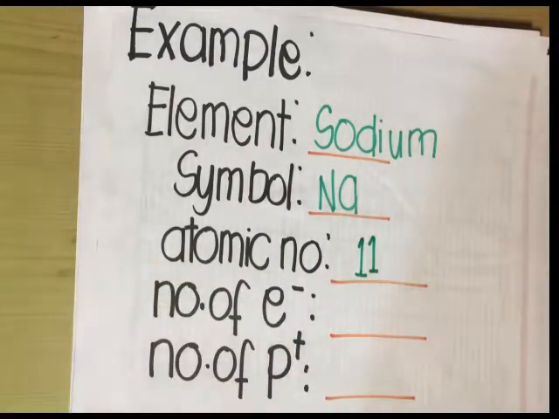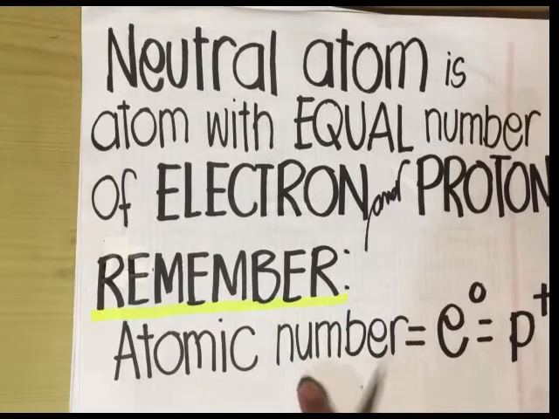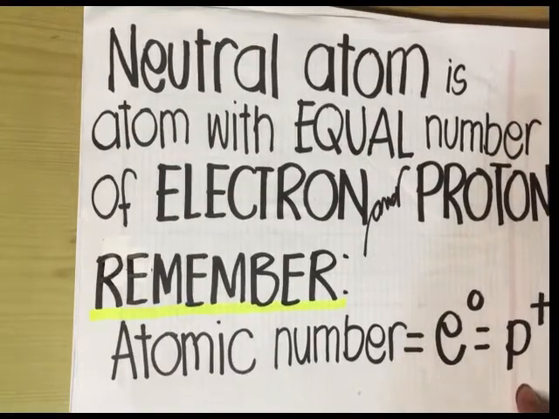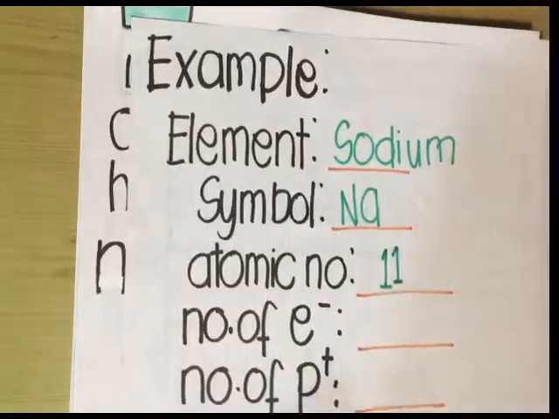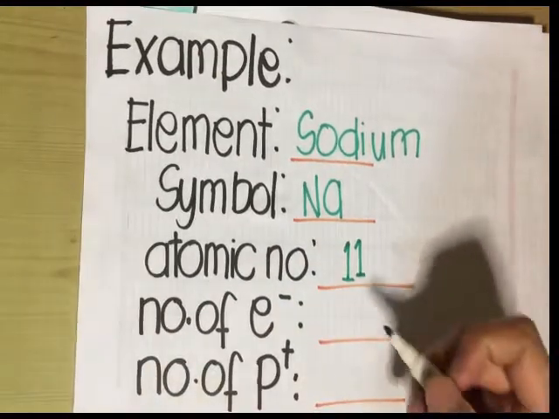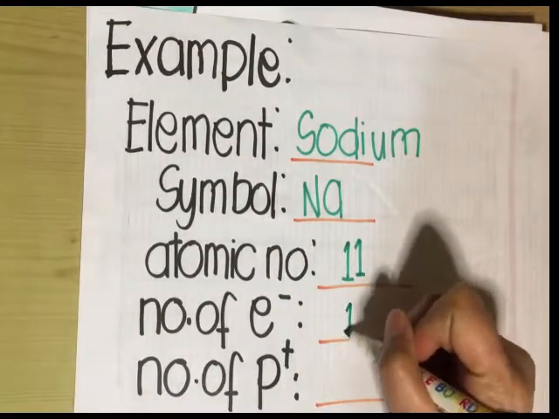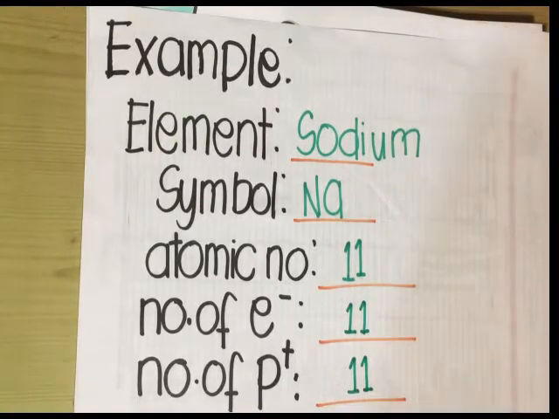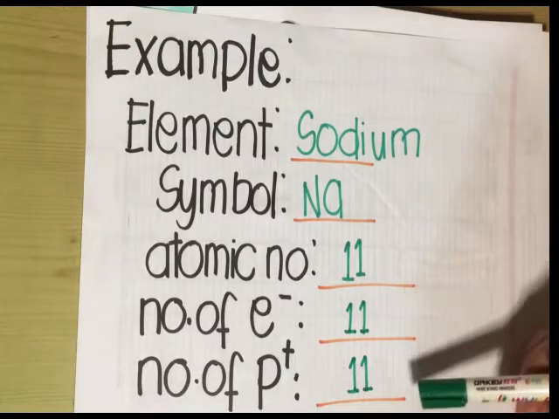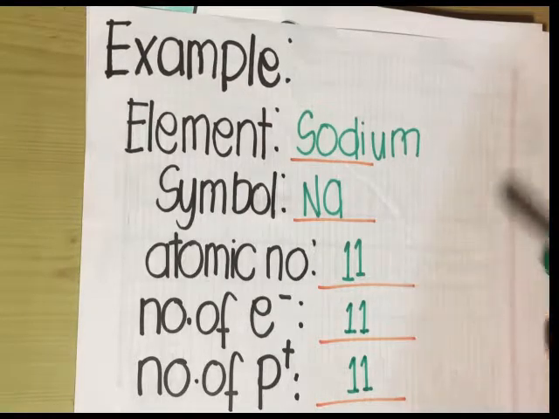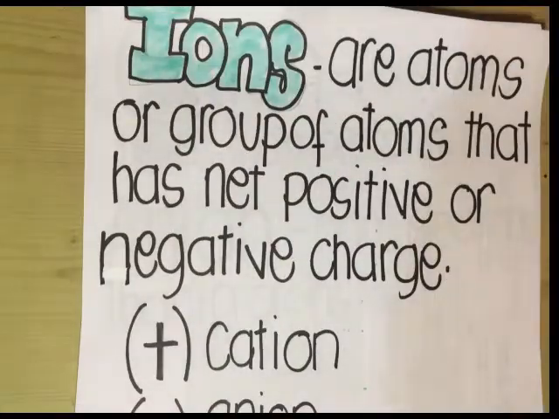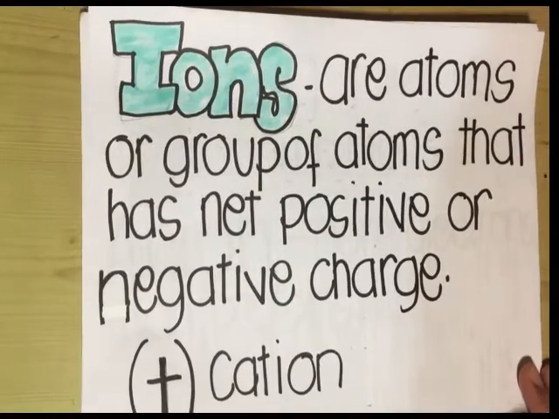So, sabi natin kanina, once you know the atomic number of an element, it is also equal to the number of electrons and number of protons. So, if it is a neutral element, then the number of electrons is also 11 and the number of protons is also 11. Yan yung sinasabi natin na neutral. Equal yung number ng proton at saka ng electron. Now, paano pag hindi sila equal? Dito na papasok yung tinatawag natin na ions.